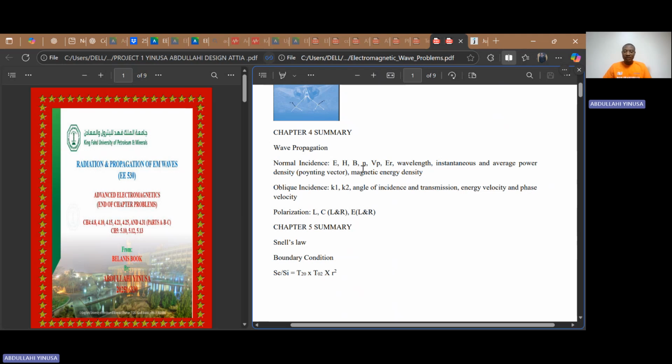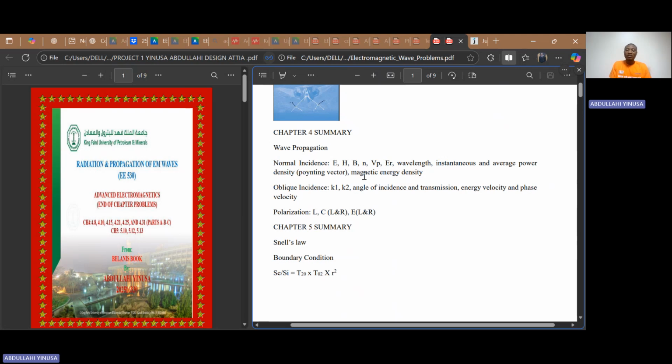That is 2 pi over lambda. Lambda is the wavelength, depending on the medium under consideration. If we are considering air, definitely our lambda is going to be lambda naught. That can be calculated from c equals f lambda, where c is the speed of light, which is 3 times 10 raised to the power 8 meters per second, and f is the frequency, where lambda is the wavelength measured in meters.